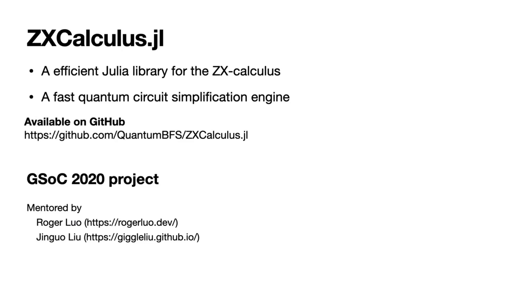In conclusion, ZXCalculus.jl is an efficient Julia library for the ZX calculus for research, and it provides a state-of-the-art circuit simplification engine. This project is a JuliaCon 2021 project, and all codes are available on GitHub.